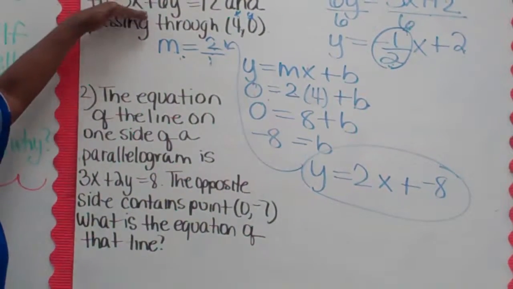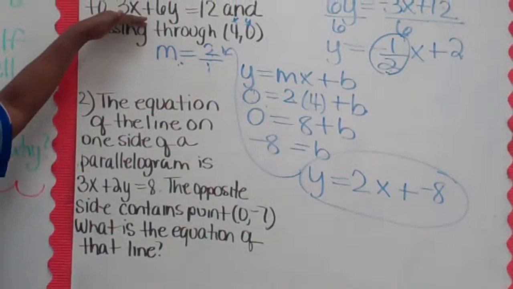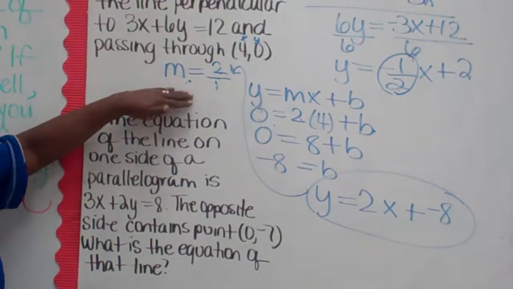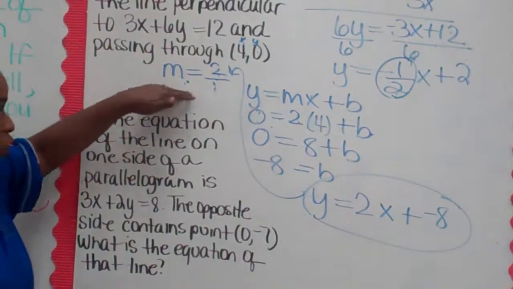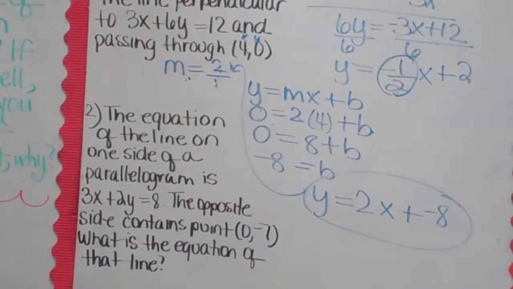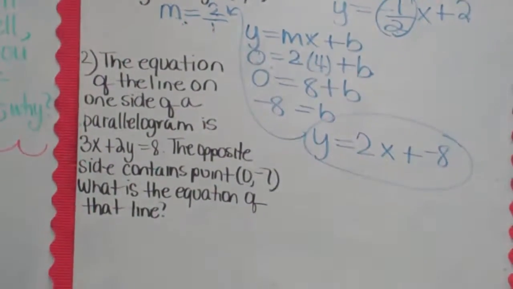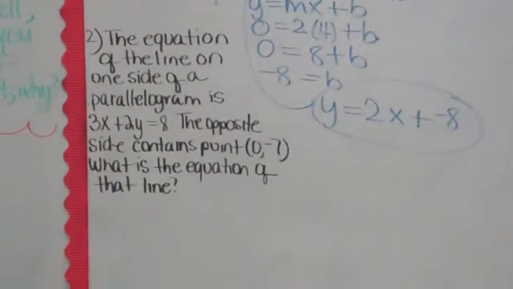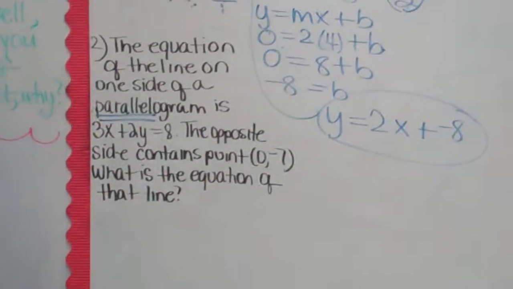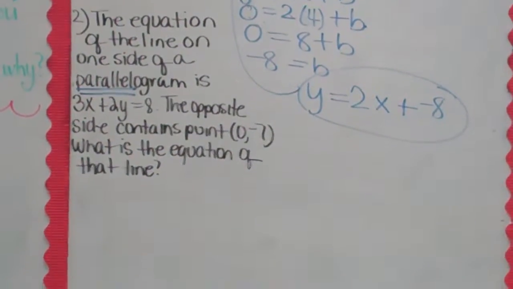So again, this equation is given to allow you to get its slope so that you can then flip it and change it to get the slope that you need. You take your slope and the point, and plug it in to get y equals mx plus b. All right, the second problem. The equation of the line on one side of a parallelogram, so this time we're talking about a parallelogram, is 3x plus 2y equals 8.